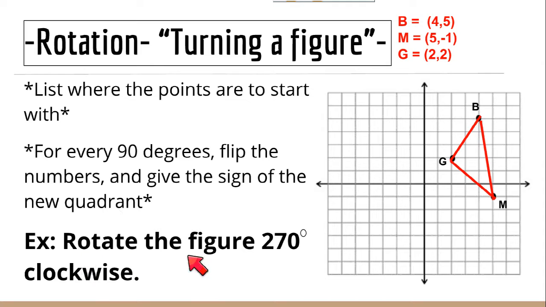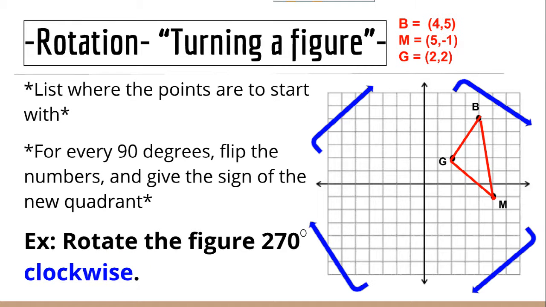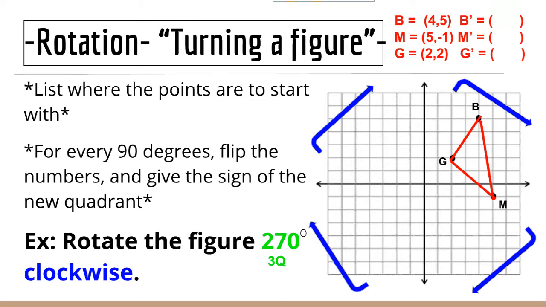Our example here says we're going to rotate this figure 270 degrees clockwise. This sentence tells us 2 very important pieces of information. The first piece is that it tells us we're moving clockwise, which is highlighted in blue. Remember, clockwise is in this direction around our graph. So from the top of our coordinate plane, it's to the right. This is clockwise. So that's the first important piece of information. The second important piece is our degrees.